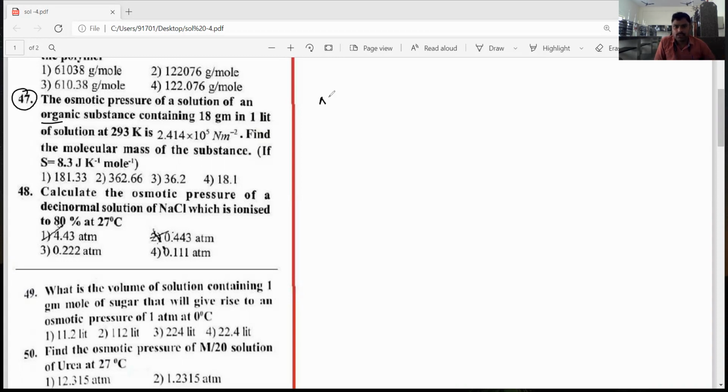The Van 't Hoff osmotic pressure value they gave, so pi is equal to 2.414 into 10 to the power of 5 Newton per meter square, and we have to find out the molar mass of the substance, or gram molecular weight. The weight of solute is 18 grams, the volume of the solution is 1 liter, and the temperature is 293 kelvins.